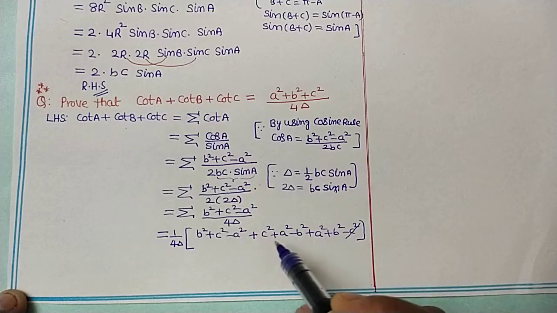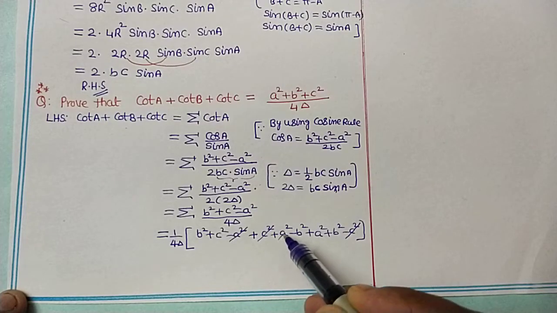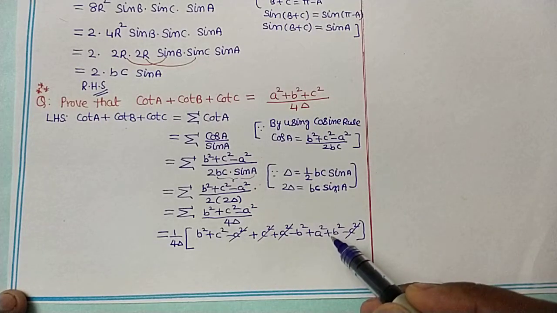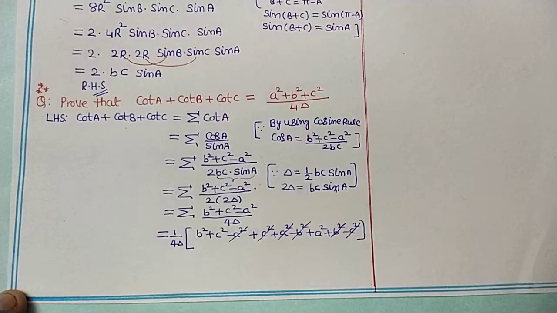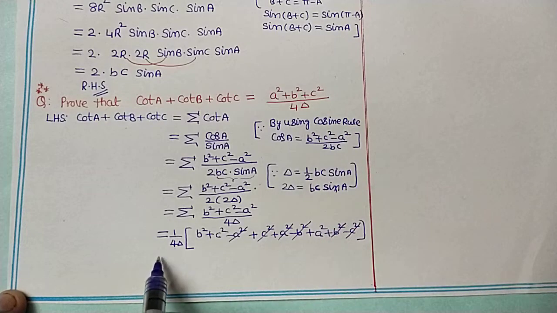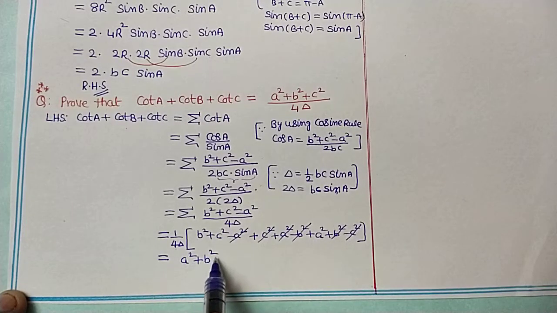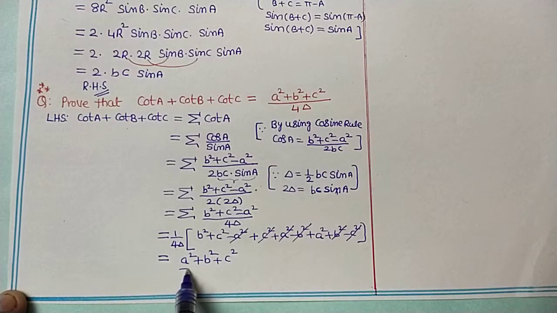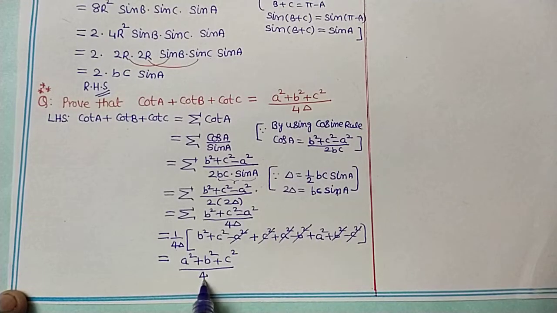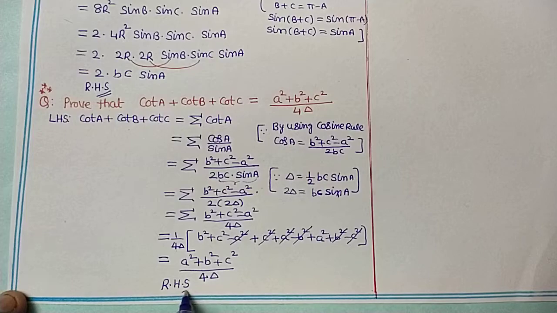Minus C square plus C square get cancelled. Minus A square plus A square get cancelled. Plus B square minus B square get cancelled. Remaining A square plus B square plus C square by 4 delta. That is which is required RHS only. Therefore, it is equal to A square plus B square plus C square divided by 4 delta, which is required RHS. Hence the result.